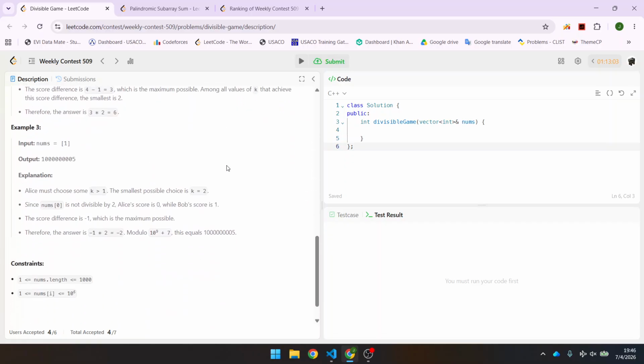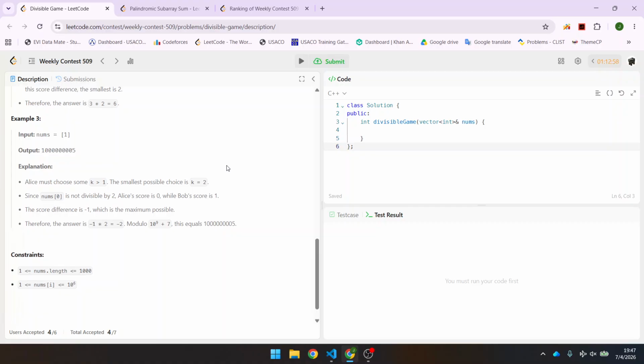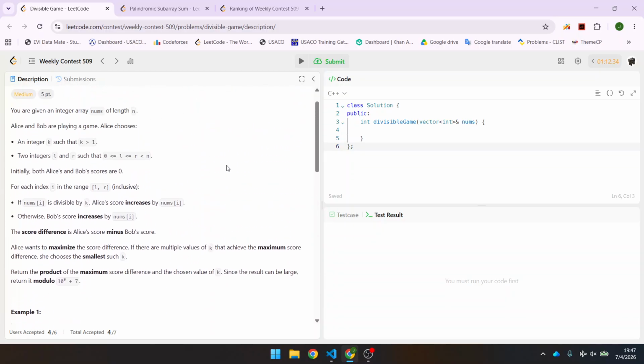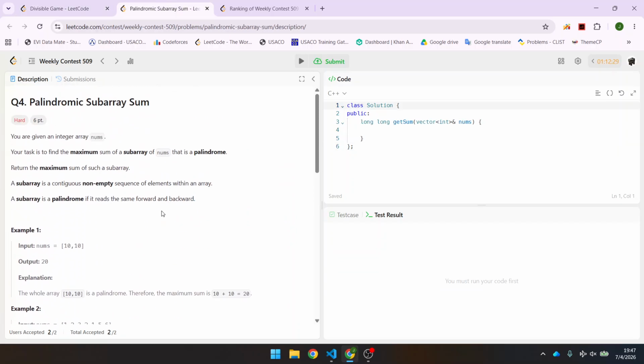Can we use a set of primes? 1,000 times 100. 100 primes? No, 10 primes, probably. Or something. So that's 10 to the 4. I'm not sure it'll work. It's probably easier. What is this?